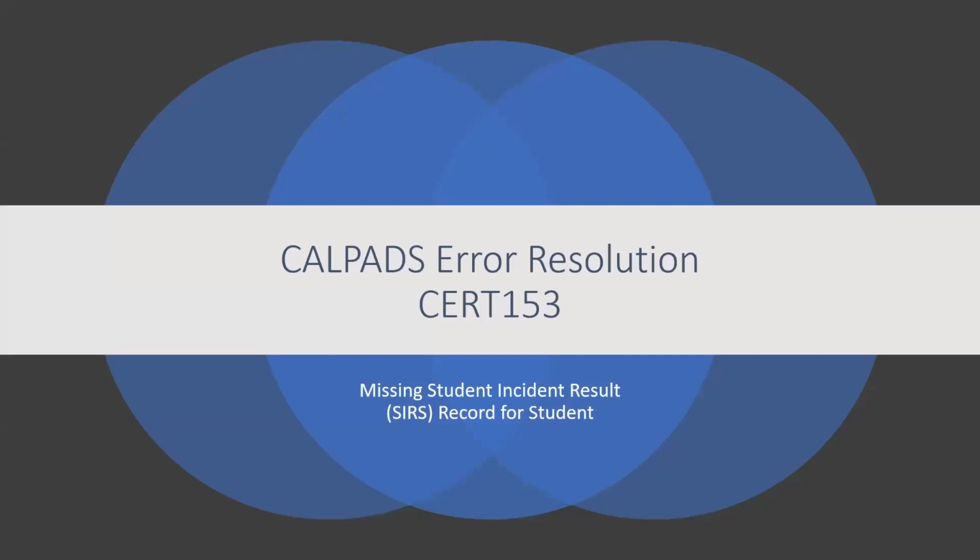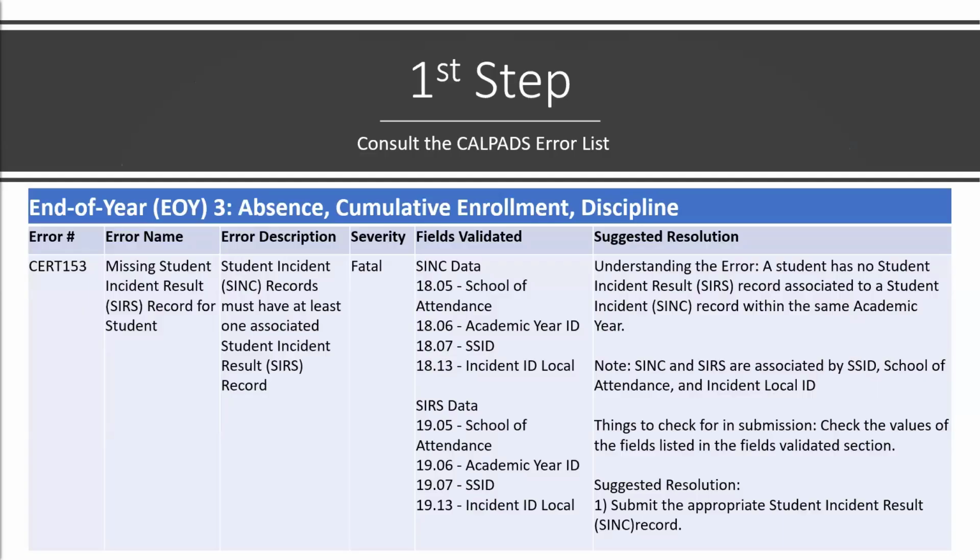CALPADS Error Resolution CERT153, Missing Student Incident Result Record for Student. So the first step when resolving any error in CALPADS is always to consult the CALPADS error list. And we have a screenshot of the error list in front of you.